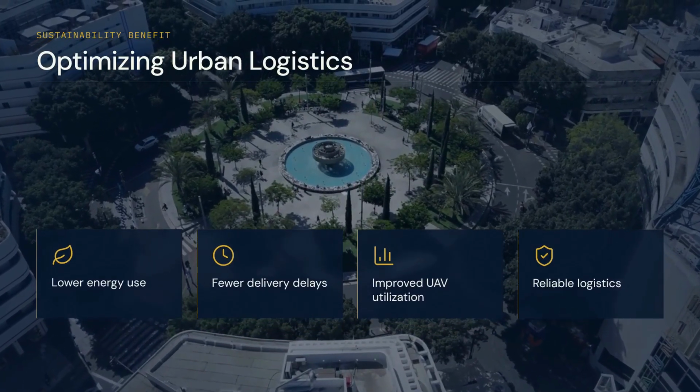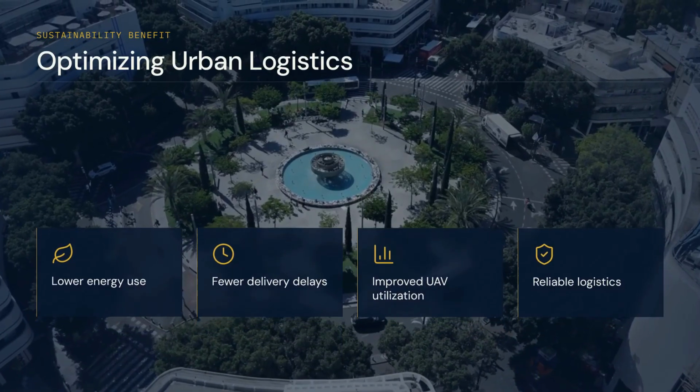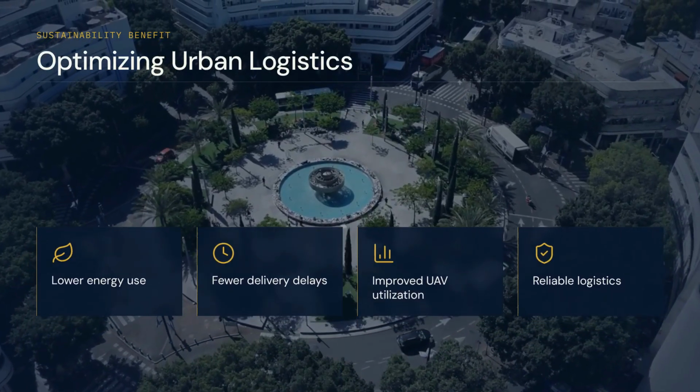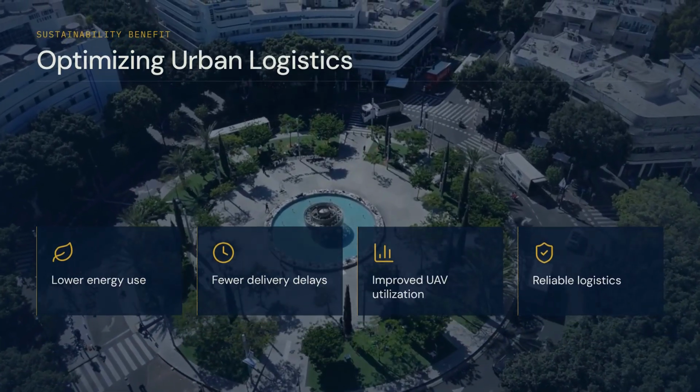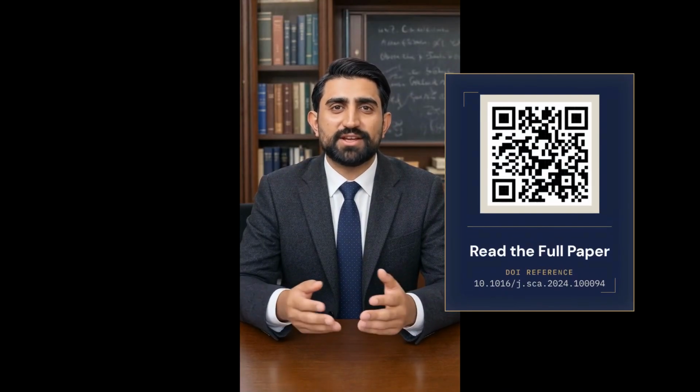For sustainable supply chains, this can mean lower energy use, fewer delays, improved fleet utilization, and more reliable deliveries in complex environments. Our study provides a practical framework for faster, safer, and more sustainable UAV logistics.